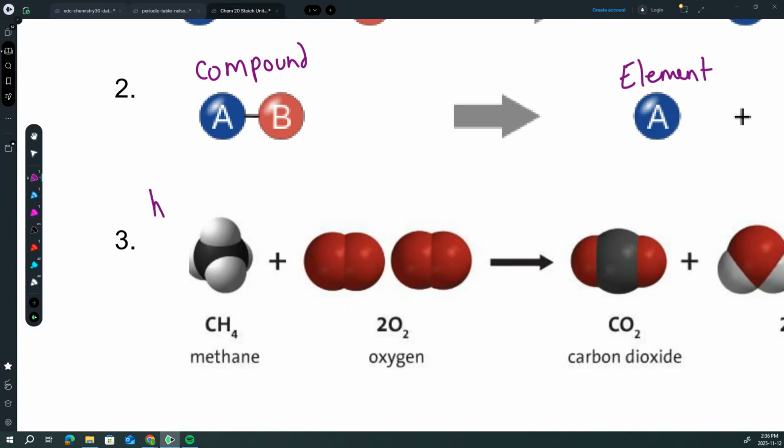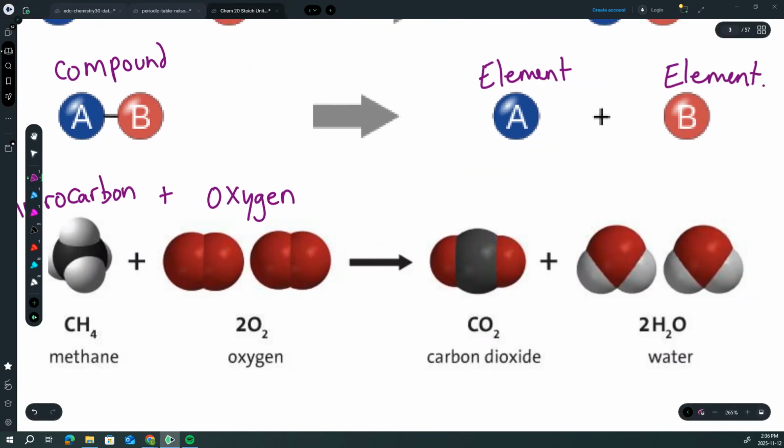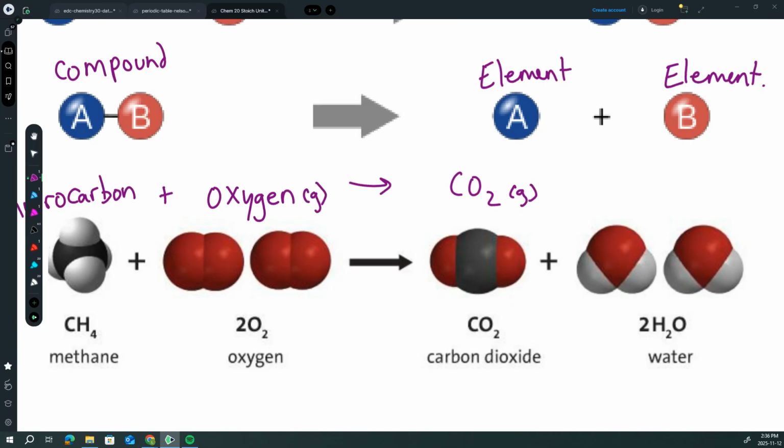So in this case, we have some sort of hydrocarbon. A hydrocarbon is just a compound that's mostly made out of carbons and hydrogens. And we react it with oxygen gas, which is going to give us carbon dioxide, which I'm going to put as a gas here. And maybe I'll change that to O2. Same thing.